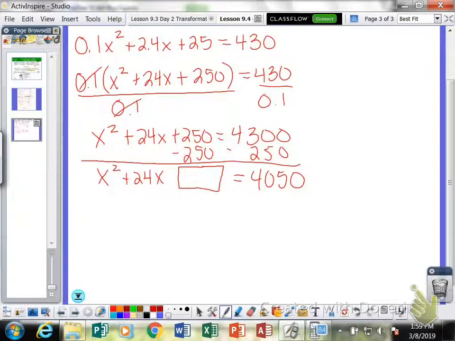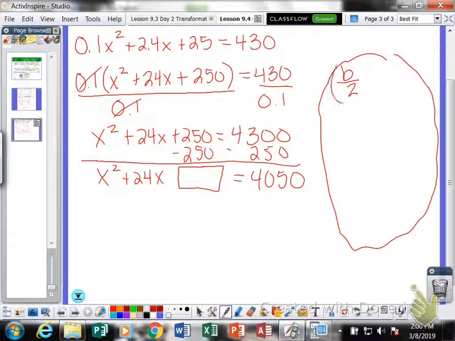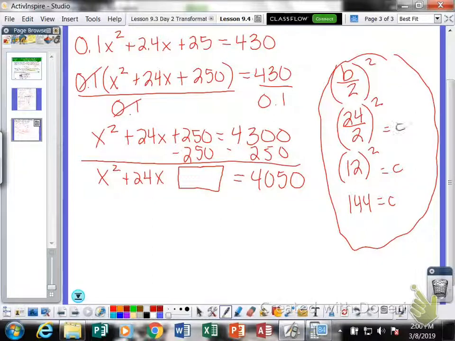All right, so then what I want to do is find that perfect square. So again, I take b divided by 2, quantity squared. My b is 24, I want to divide it by 2, then square it. 12 squared, I get 144 for my c. So these are all equal to c. So then I come over here and say plus 144, but I have to add 144 to this side because I have to balance it.